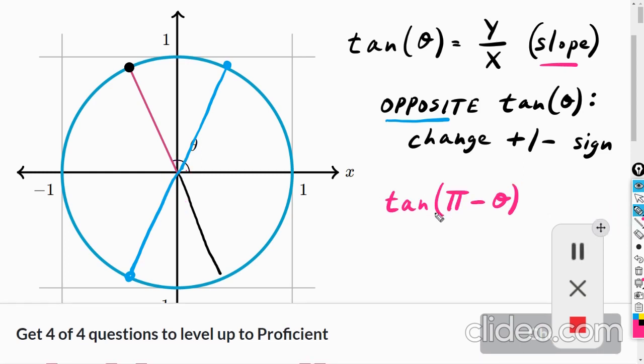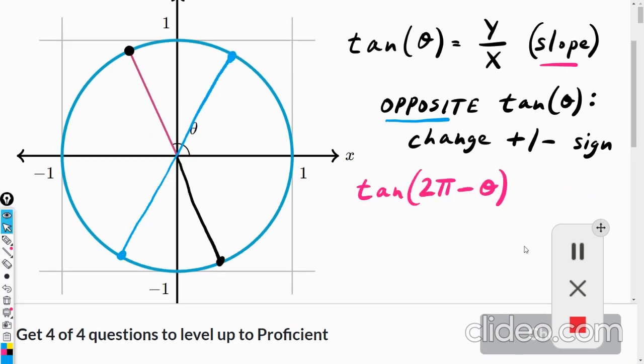Answer B is the tan of pi minus theta. Remember, pi is 180. So we're starting here, and we're subtracting theta. We're subtracting this much starting from pi. So we end up right there. And we said this line here was the opposite of the tan of theta. See this line here? It's just the negative slope of the original. So answer B is one of the correct answers.